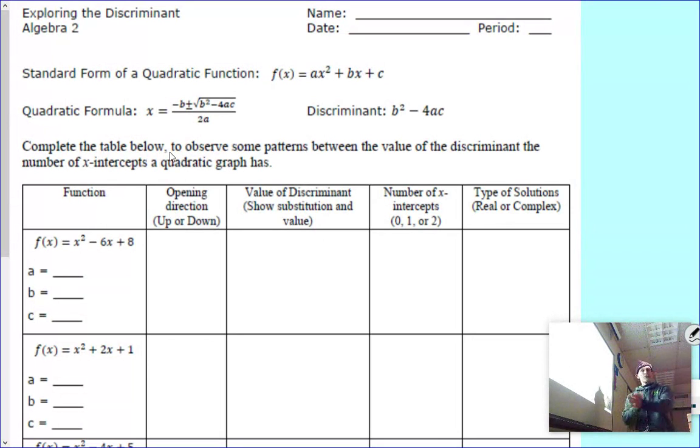All right, hello again, Algebra 2 people. So first of all, I apologize for wearing a hat today, but it's a little bit on the cool side in my classroom, so just trying to stay warm.